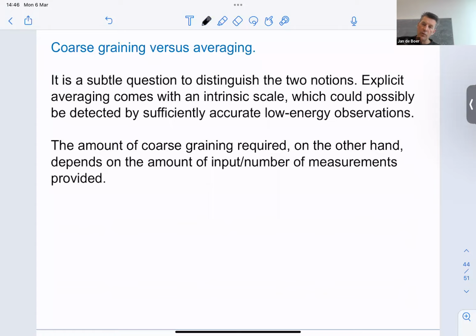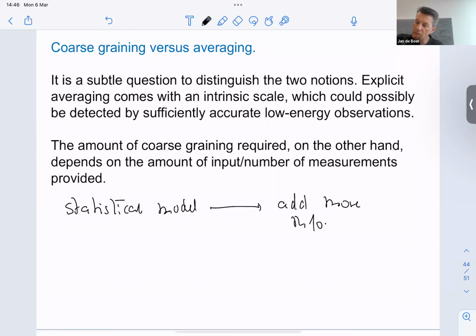Because if you make a statistical model, then as you add more information, so you keep on increasing the scale and you add more and more operators and more input, as you keep on adding more and more information, the model becomes more and more accurate. And in the limit that you add infinite amounts of information, the model is no longer statistical. You just land on the individual theory, the exact UV theory.